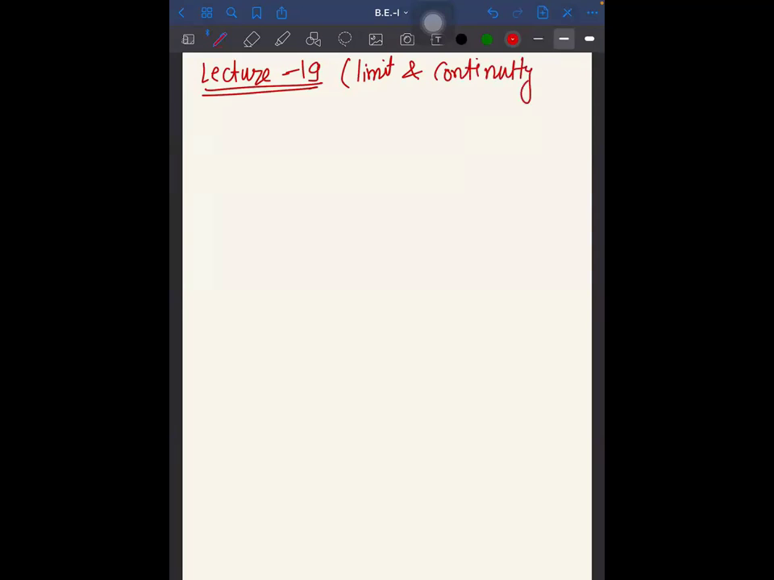So you've done the limit continuity part, right? You're done in your plus 2. So I'll start from an example. You know this example, right? How to calculate this.